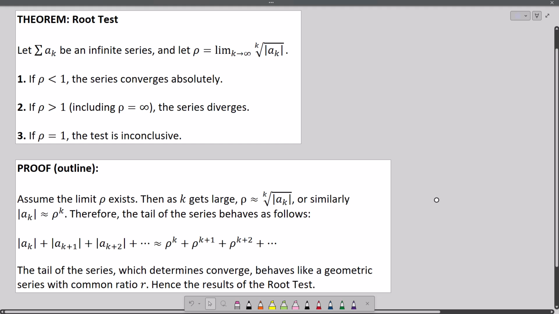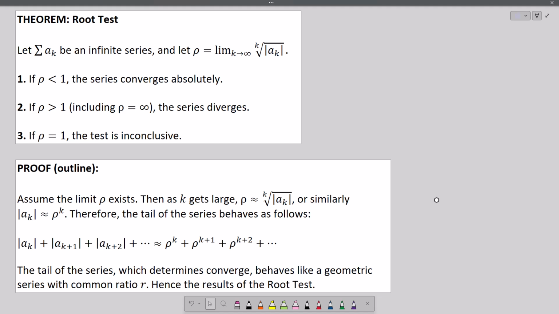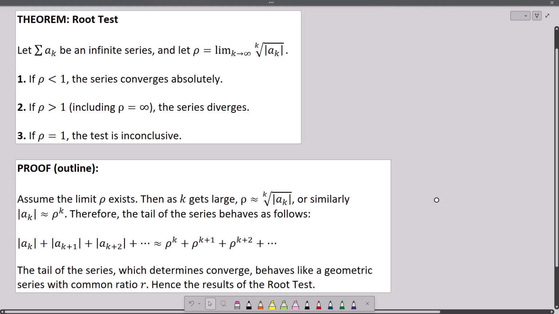So here, once again, we're going to take absolute values, but we're going to take the kth root of the kth term. We're going to take the limit of the kth root of the kth term, and then our conclusions are the same. The outline of the proof is really similar.